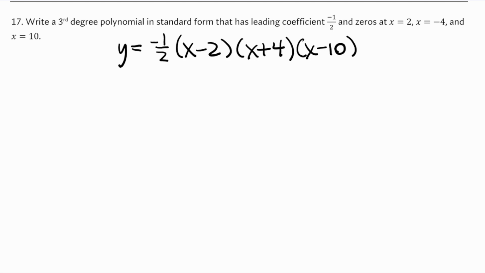Okay. And I'm going to save that -1/2 for the very last, because maybe some of the numbers will turn out to be even and it won't induce fractions too early. So I'm going to set up for some long multiplication. Okay. I'm going to probably do these two first. I don't know why, but that'll be x squared minus 6x minus 40. And then I'm going to multiply that by x minus 2.